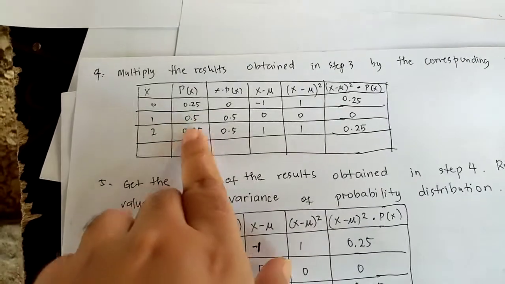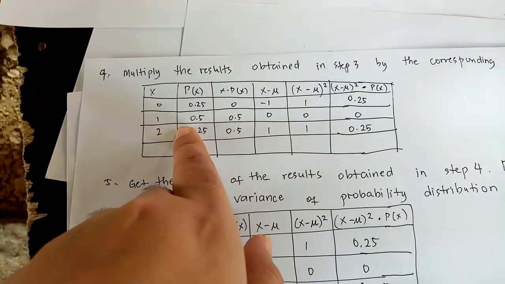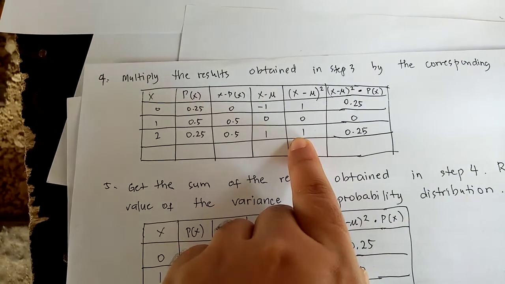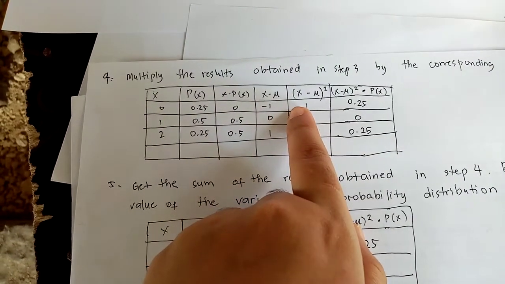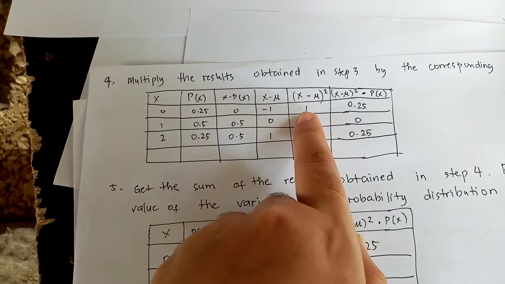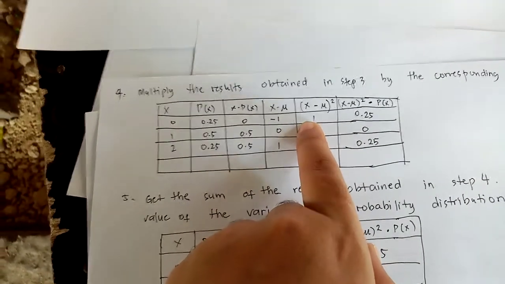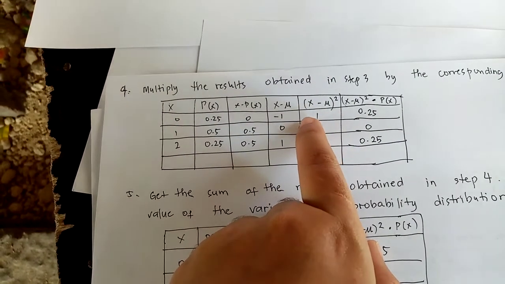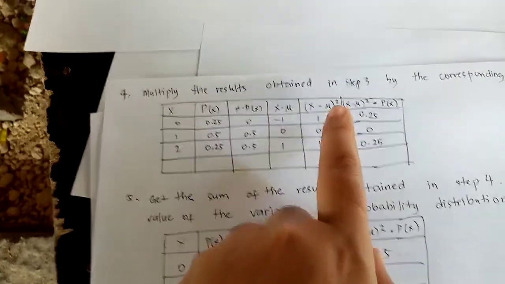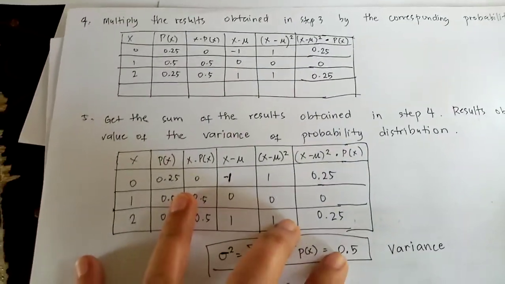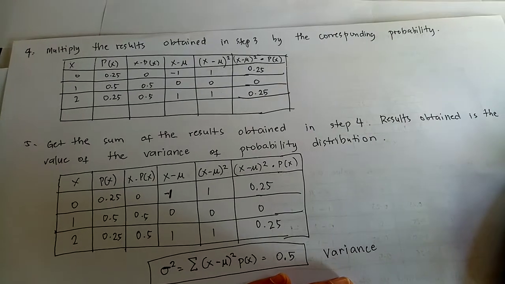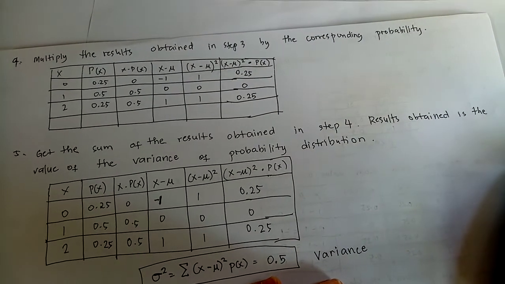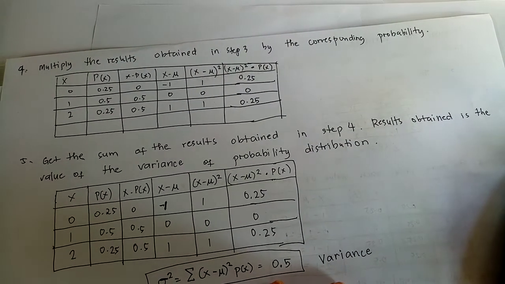Yan. I-multiply nyo lang po yung probability of random variable x sa square ng mean na na-obtain ninyo sa step 3, which is the square of the mean minus the random variable x. The next step is get the sum of the results obtained in step 4. Results obtained is the value of the variance sa probability distribution.